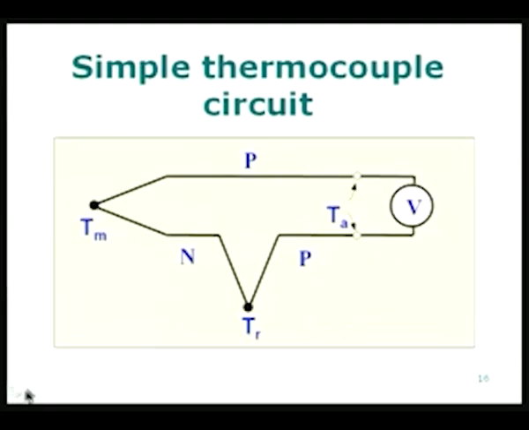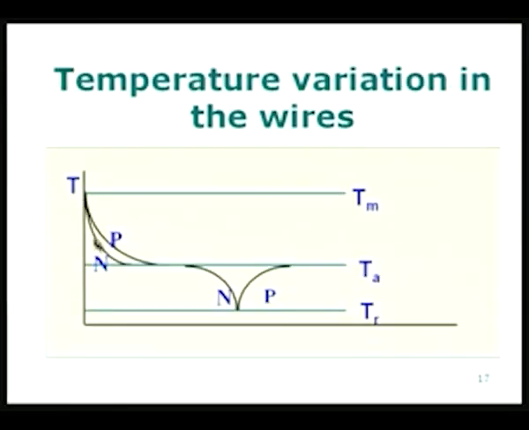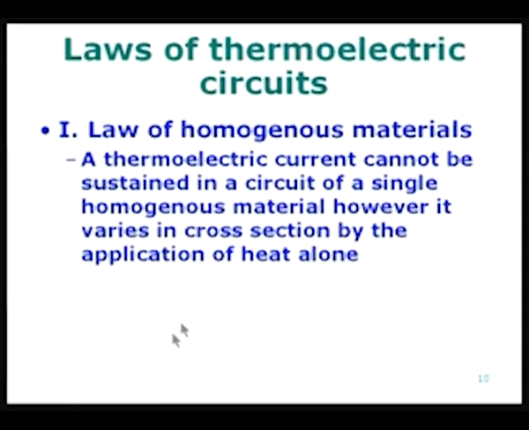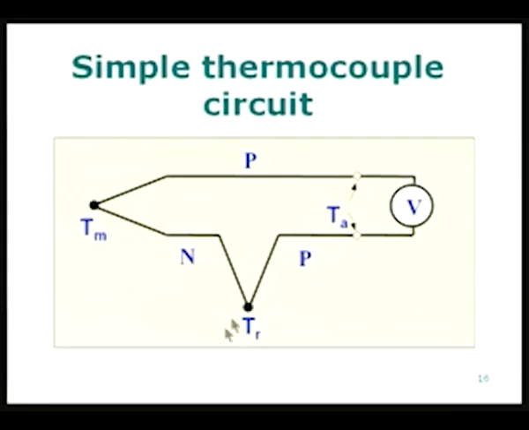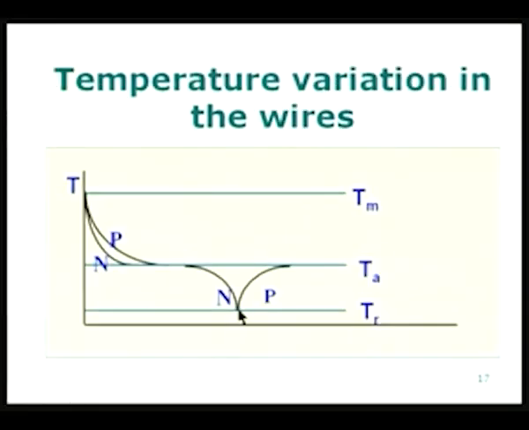Similarly, you take the N type material. It is going from Tm and then it is going to Tr, but somewhere here it may be at the ambient temperature. So, what you expect is that it also goes to Ta, and then further, as you go near the reference junction, it is going to the ice point. So, ice point, that means it is going to be at this temperature.